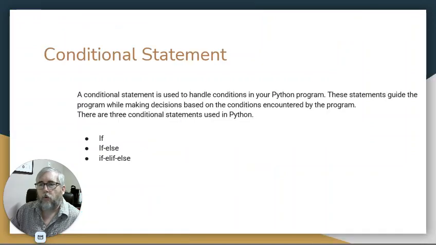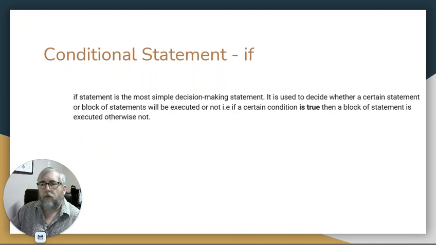As I mentioned before, conditional statements are statements that guide the program, making decisions based on the conditions encountered by the program itself. Typically there are three primary ways we do this: the if, else, or if else condition. And these can become simple or complex as one needs. So let's look at these.